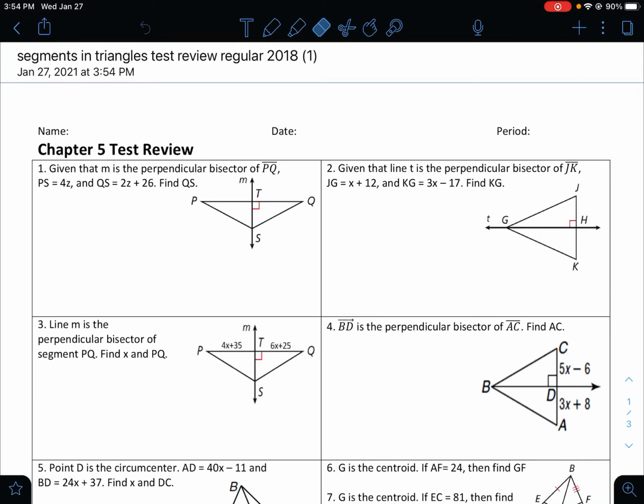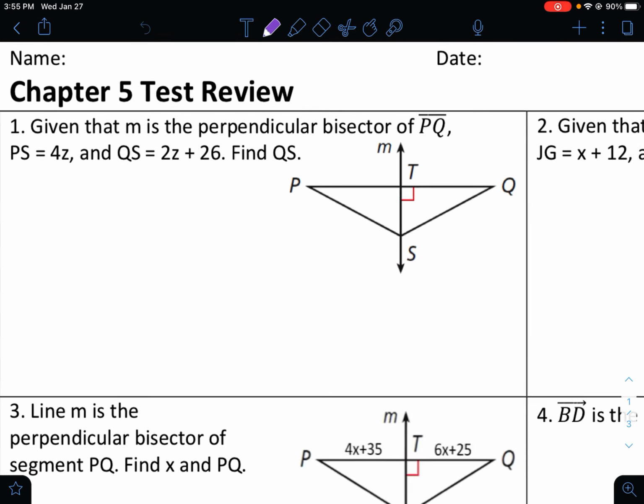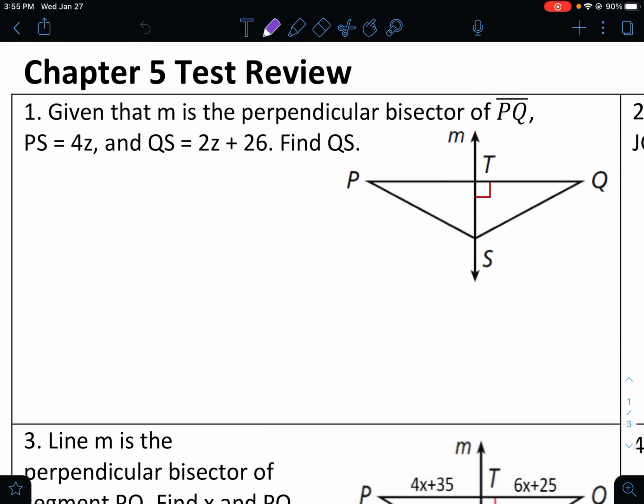Okay, segments and triangles test review. Let's go. All right, so number one, given that M is the perpendicular bisector of PQ, which means that this side and this side should be congruent because it's a bisector.